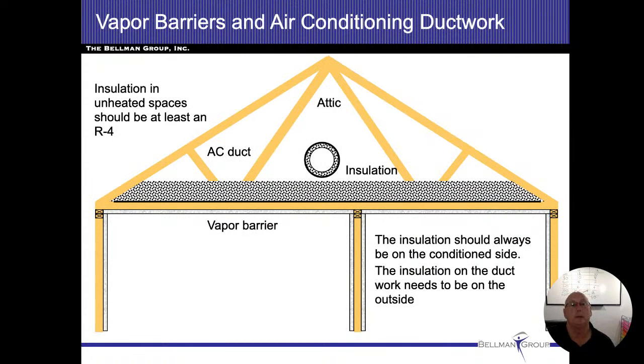Vapor barriers, air conditioning ductwork. This is a test question. If ductwork is running through an unconditioned area, then it does have to be insulated, and it does have to be insulated at a minimum of an R4. That would be a good number to remember. Any breaks that we have in the ductwork are going to end up being heat loss.